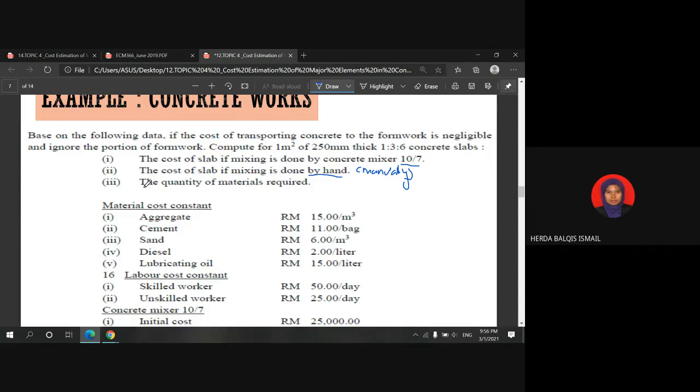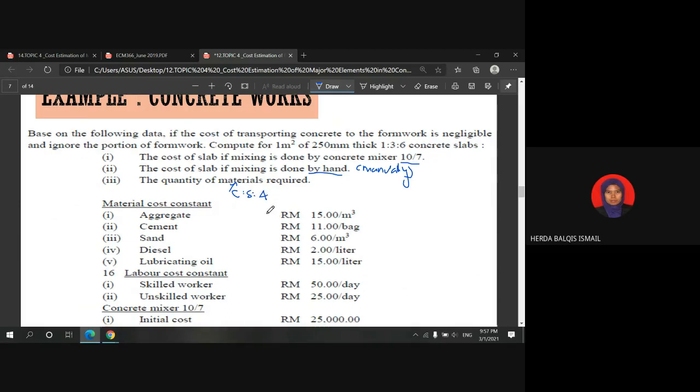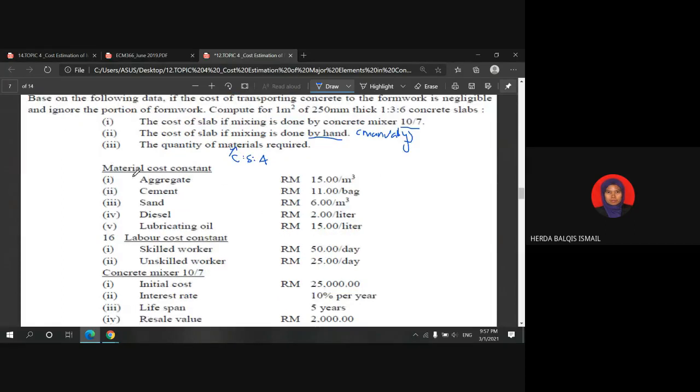And we will look into how to calculate the quantity of materials required for preparing the concrete. So basically the materials are cement, sand, as well as the aggregate, right? So this is the price for the materials. The aggregate is 15 ringgit per cubic meter. Cement is priced per bag, so 11 ringgit per bag. Sand, 6 ringgit per cubic meter. The price of the diesel is 2 ringgit per liter. Lubricating oil is 15 ringgit per liter.